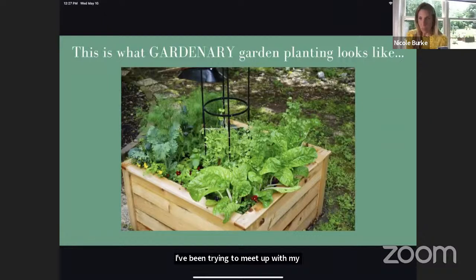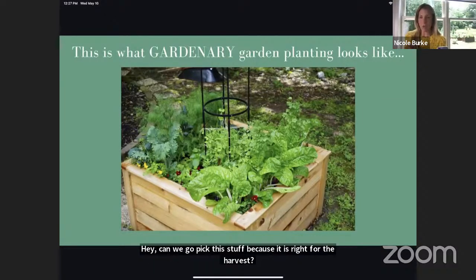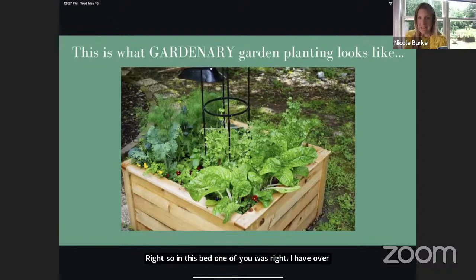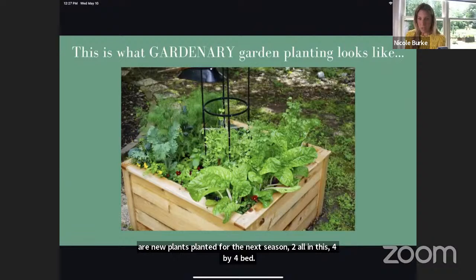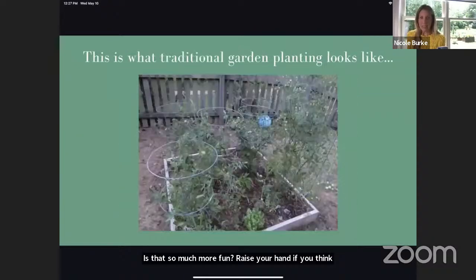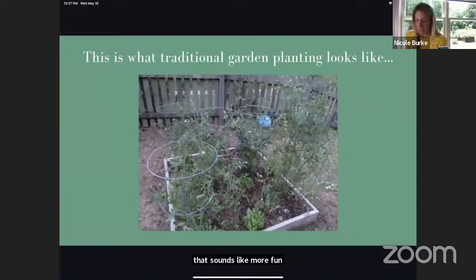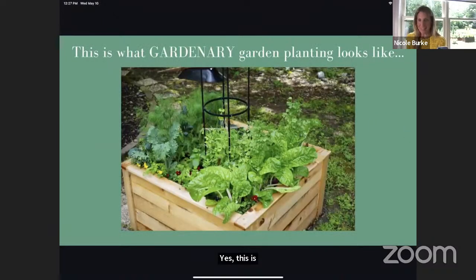So in this bed, one of you was right. I have over 200 plants planted, over 200 plants. And inside this garden aren't just plants for this season. There are new plants planted for the next season too, all in this 4x4 bed. Is that so much more fun? Raise your hand if you think that sounds like more fun. Yes, this is not fun. This is fun. Yes? Following me?